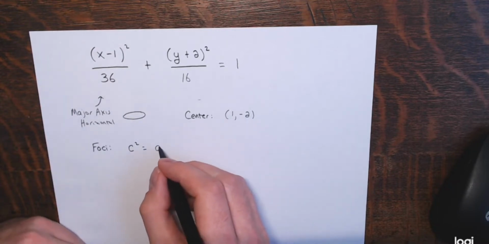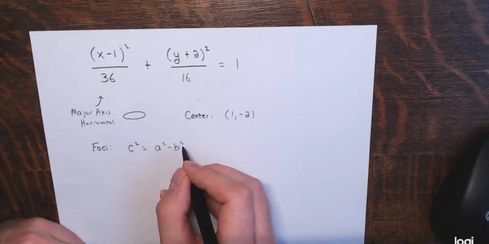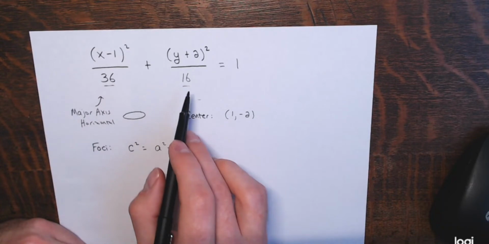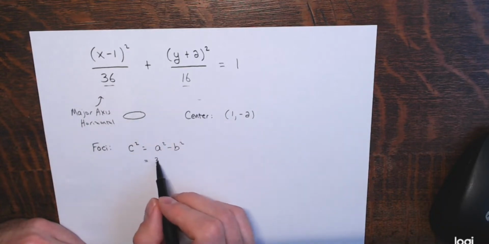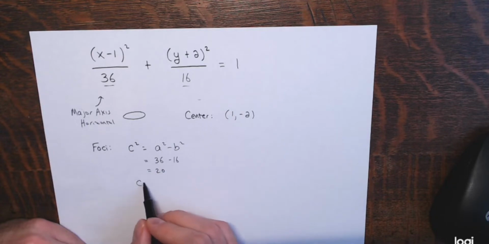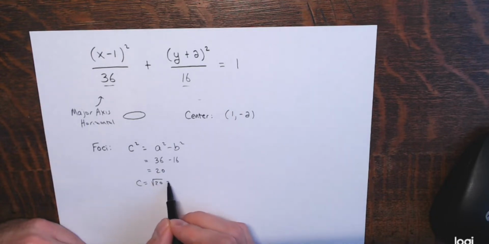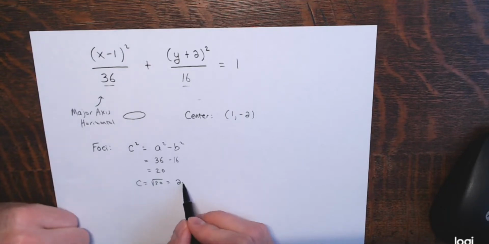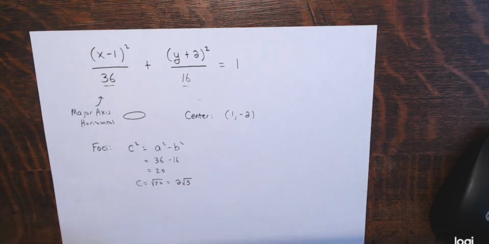Remember, c squared is a squared minus b squared for an ellipse. The larger denominator is a squared, the smaller denominator is b squared. So this is 36 minus 16, which is 20. So c is the square root of 20, which can be reduced to 2 times the square root of 5. Hopefully, simplifying radicals should be simple enough for you.